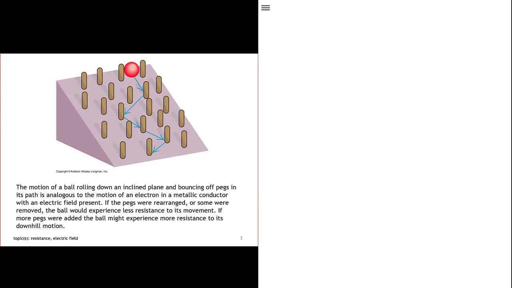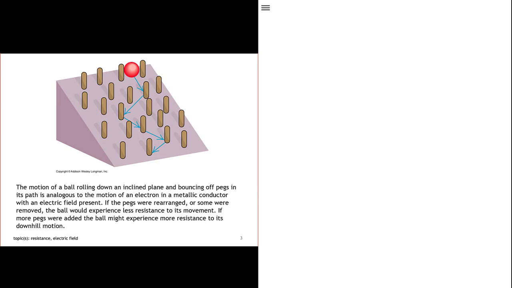The motion of a ball rolling down an inclined plane and bouncing off pegs in its path is analogous to the motion of an electron in a metallic conductor with an electric field present. If the pegs were rearranged or if some were removed, the ball would experience less resistance to its movement. If more pegs were added, the ball might experience more resistance to its downhill motion.